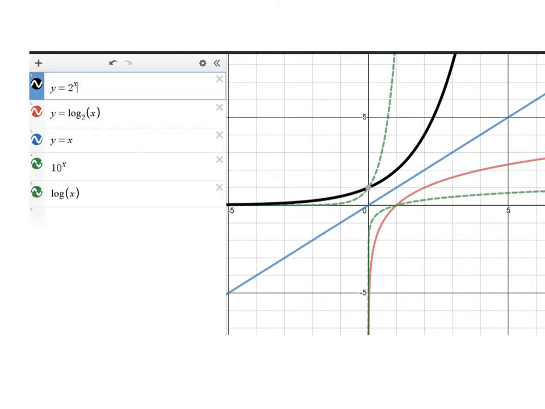And see how this has some kind of vertical compression. It's not growing as fast as 10 to the x. And the same thing here. This has some vertical stretch going on, right? It's growing faster than log base 10. So how do we get that? How do we figure that out?